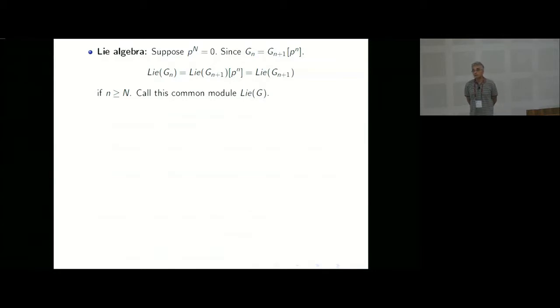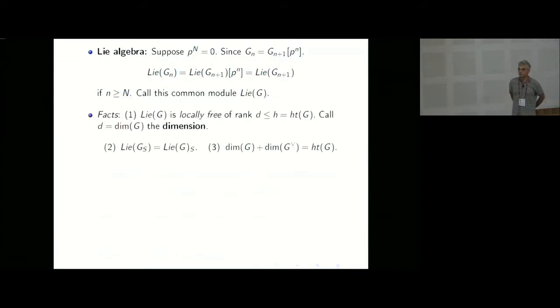And for that, let's assume first that p^n is 0. And since G_n is the kernel of p^n on G_{n+1}, of course, Lie G_n by the definition is the kernel of p^n on Lie G_{n+1}. But as long as n is greater than or equal to capital N, this is everything, right? Because p^n kills R. So this thing stabilizes, and you call this common module Lie G. Later on, we will go to the limit, when p is only topologically nilpotent.